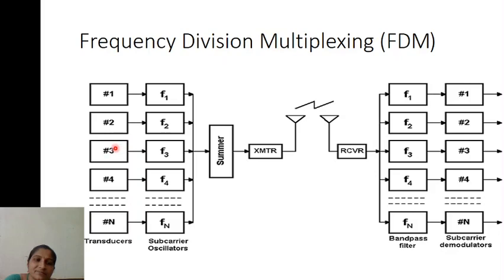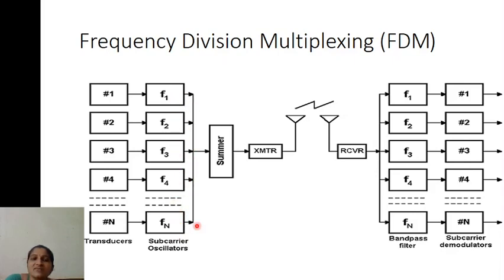Suppose there are n number of inputs. These inputs are coming from n number of transducers. The transducer will sense the signal and convert it to an electrical signal. Each input will be given a specific amount of frequency. Suppose input 1 is allotted frequency F1, input 2 is given F2, input 3 is given F3, 4 with F4. Likewise, N is given Fn.